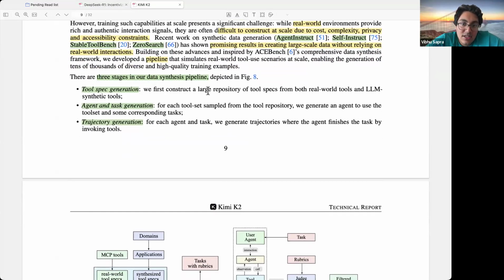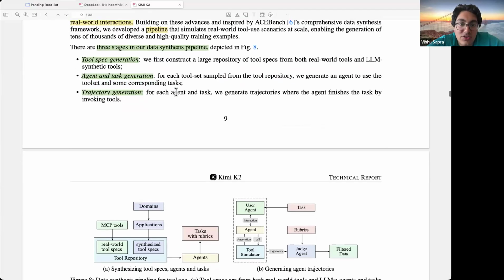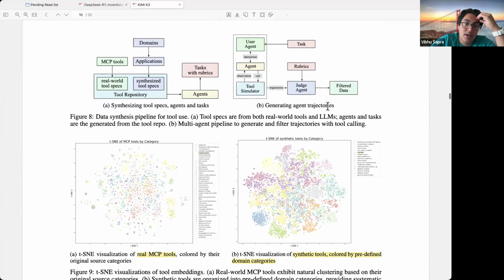Okay, three stages in the data synthesis pipeline. Tool spec generation: step one is to first construct a large repository of tools from both real world tools and LLM synthetic tools. Agent and task generation: for each tool sampled from the tool repository, so they have thousands of tools, by the way, generate an agent to use a tool set and some corresponding tasks. Then trajectory generation: for each agent and task, generate trajectories where the agent finishes a task by invoking tools.